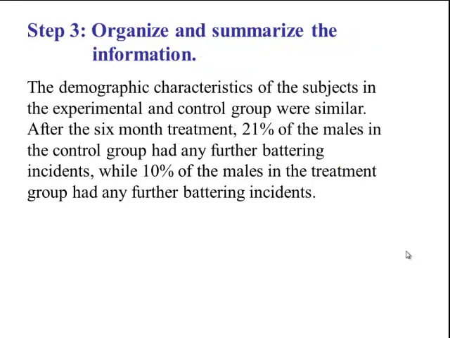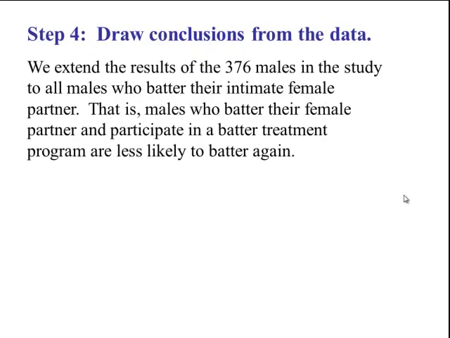Step number 3, organize and summarize the information. The demographic characteristics of the subjects in this experimental and control group were similar. So after 6 months, 21% of the males in the control group had further battering incidences, while 10% of the males in the treatment group had further battering incidences. Step 4, we draw conclusions from the data. So we extend the results from this sample to all males who batter their female partner. That is, males who batter their female partner and participate in the batterer treatment program are less likely to do it again.